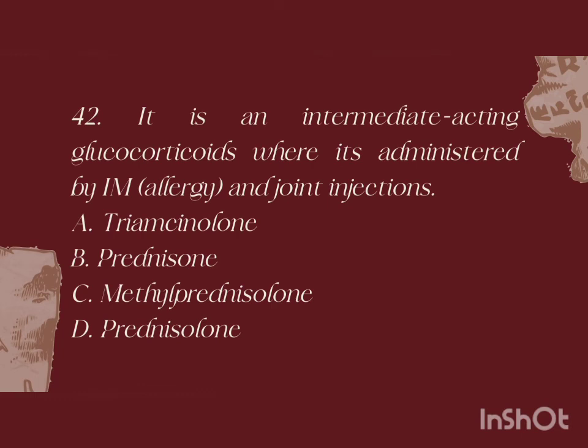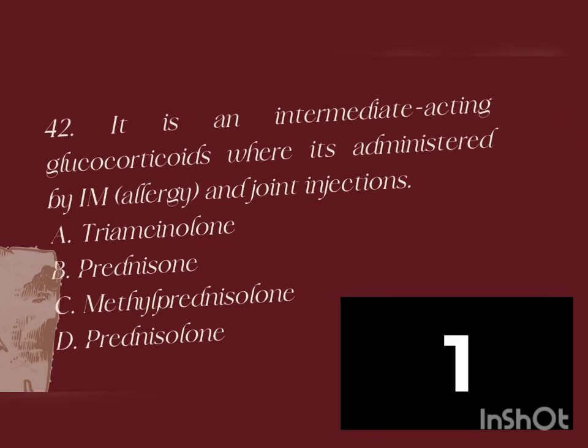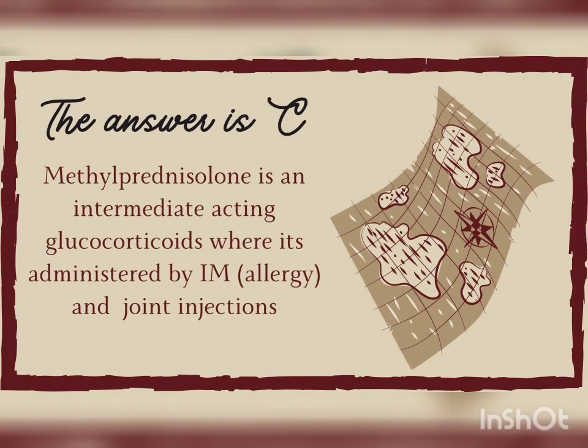Number 42. It is an intermediate acting glucocorticoid that is administered by IM and joint injections. A. Triamcinolone, B. Prednisone, C. Methylprednisolone, D. Prednisolone. The answer is C. Methylprednisolone is an intermediate acting glucocorticoid that is administered by IM and joint injections.